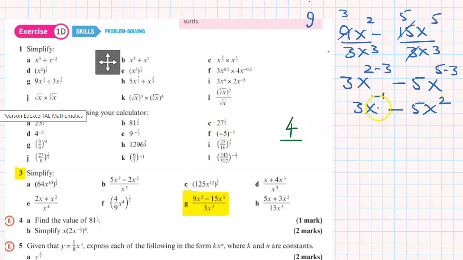A part. Find the value of 81 to the power, I'm still not getting what this is. 81 to the power, what is this? 3 over 4. Let's say 3 over 4.